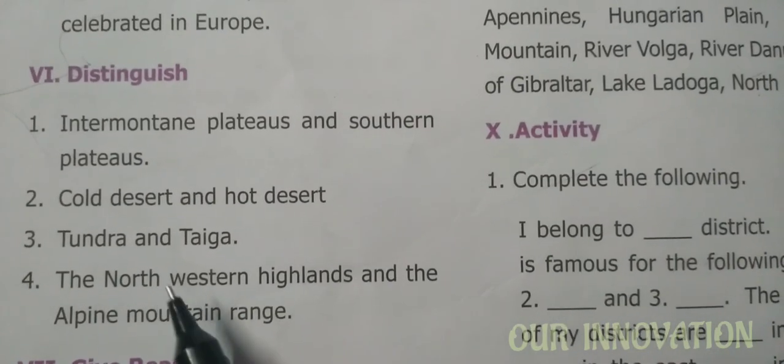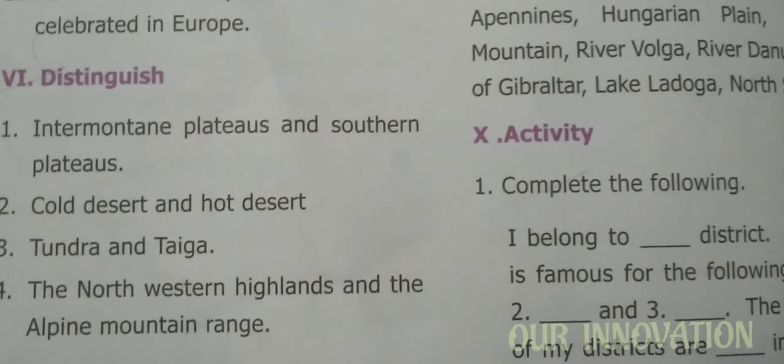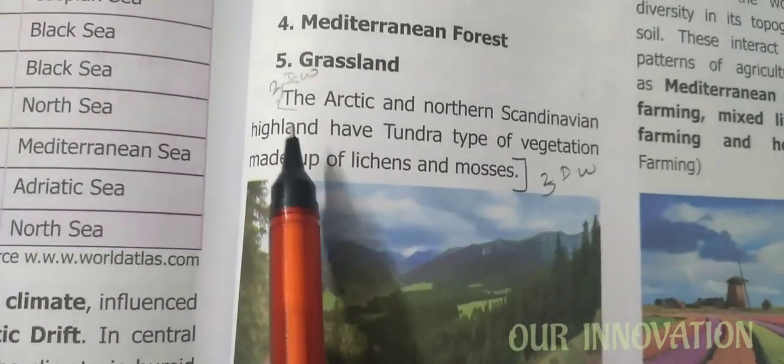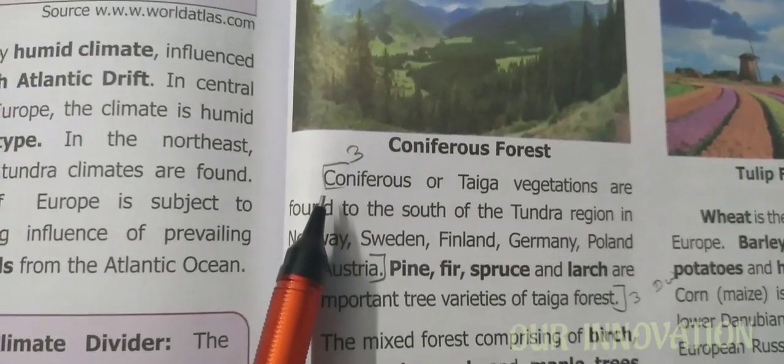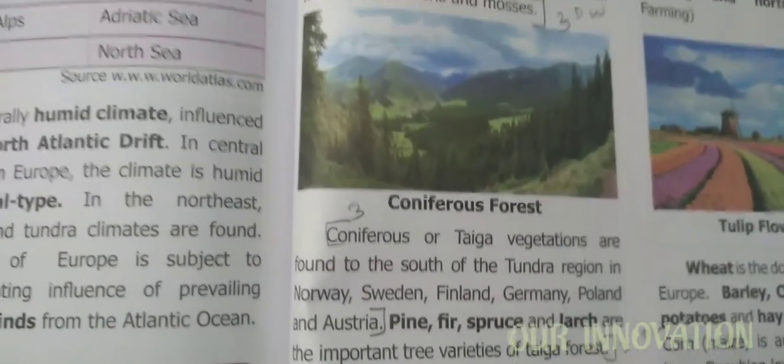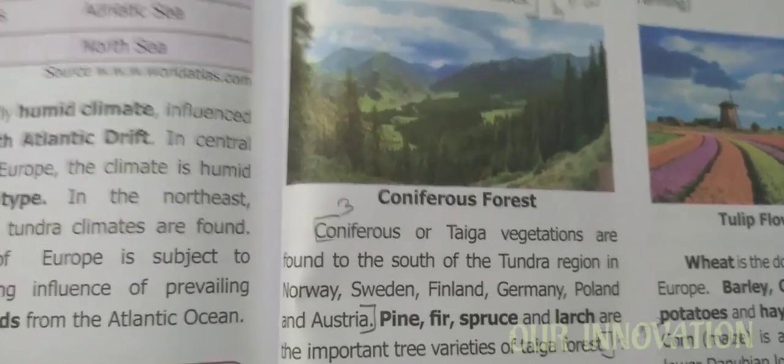Next one is tundra and taiga. For tundra, you have to mark from here, ingerindhu idu varaikku mark panikonga. And for taiga, you have to mark from this to this. Okay, this is the third distinguish.